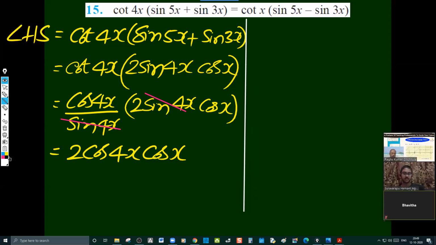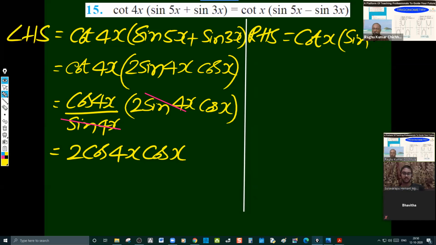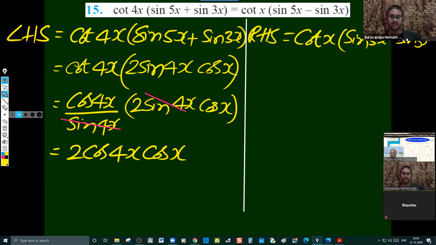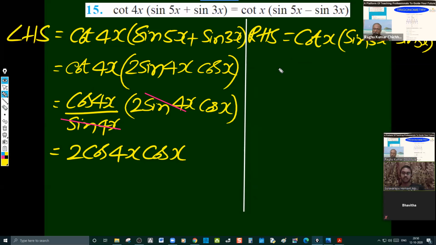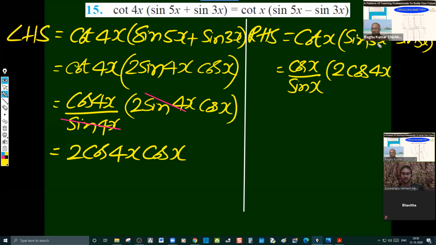So that's cot x into (sine 5x minus sine 3x), let me write that one moment. So that's cos x by sine x into (sine 5x minus sine 3x). Now the numerator, 2 cos 4x, that is 2 cos of (c plus d) by 2, that is (5x plus 3x) by 2, 8x by 2, 4x.